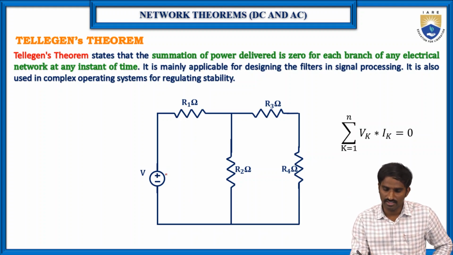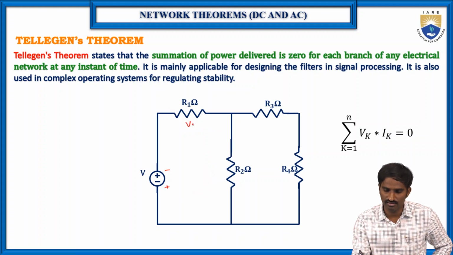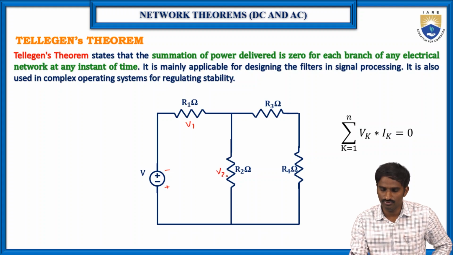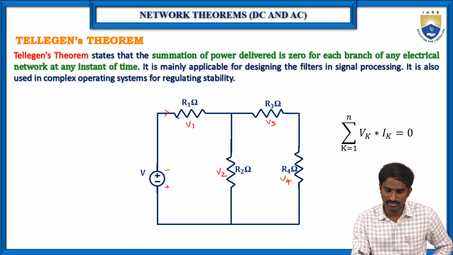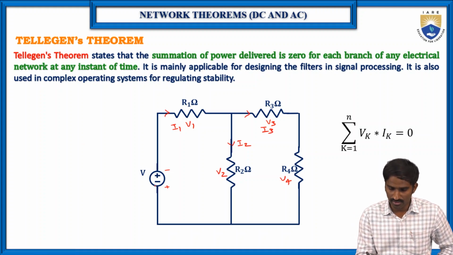So which means here it is plus minus. Let us consider this is the direction of the currents. Let me consider here it is V1, and here it is V2, and here it is V3, and here it is V4, right? Then the current here, let us consider I1, and here it is I2, and here it is I3. Then according to this Tellegen's theorem.